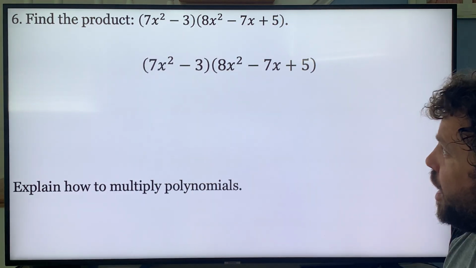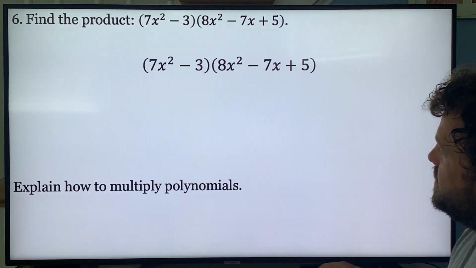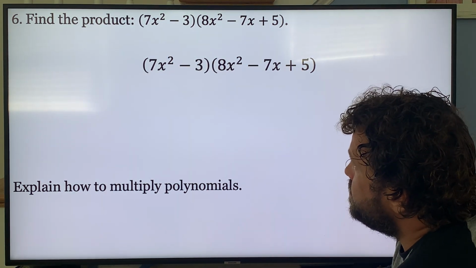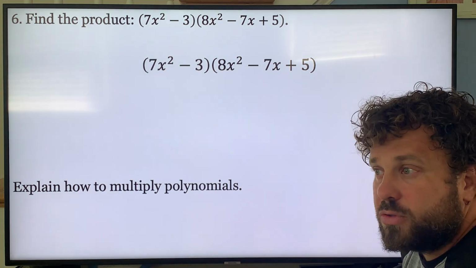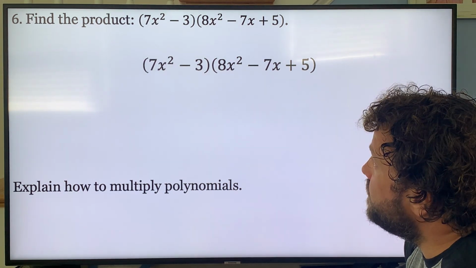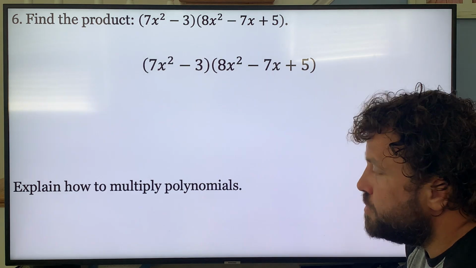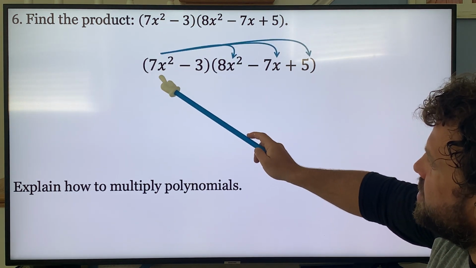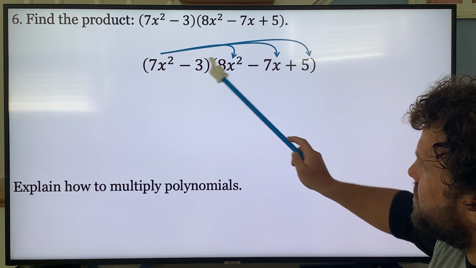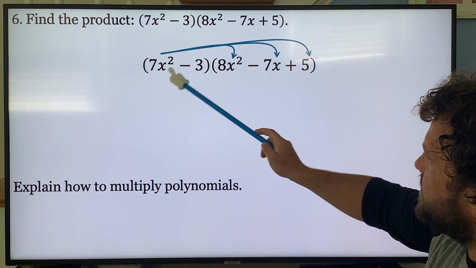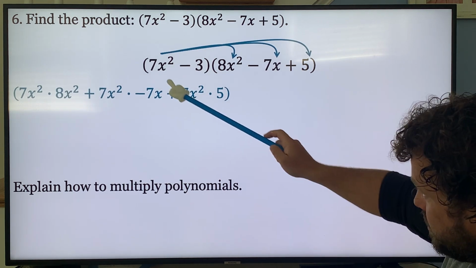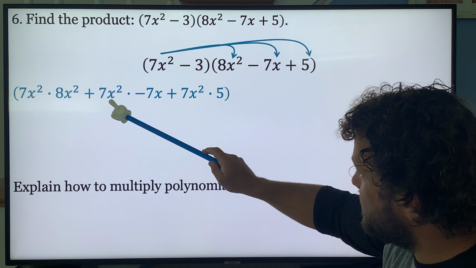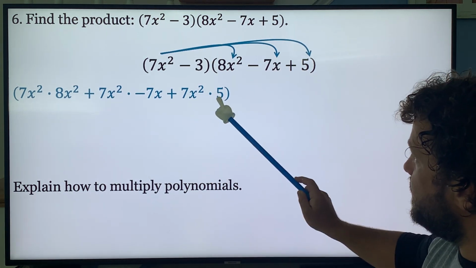Woo! Alright. Number 6, find the product. Ready? What do we do here? How do you find the product of 2 functions, both polynomials? You almost FOIL, right? You do distribution. Take the 7x squared, you're going to distribute it to the 8x squared, negative 7x, and positive 5. So 7x squared times 8x squared, 7x squared times negative 7x, and 7x squared times 5.